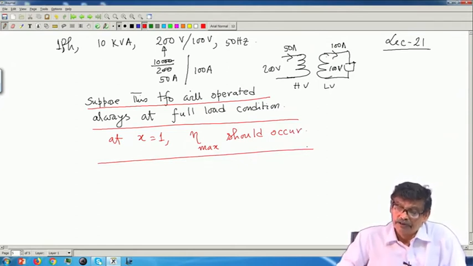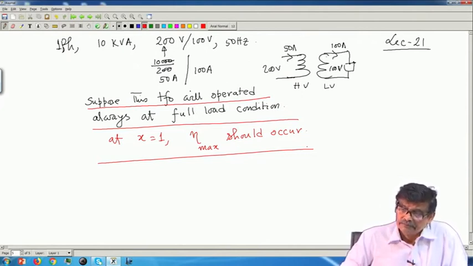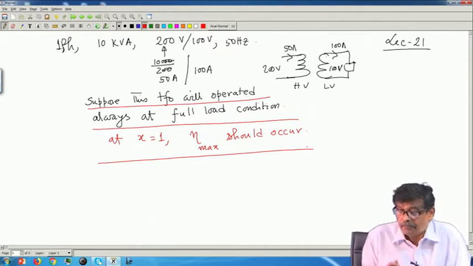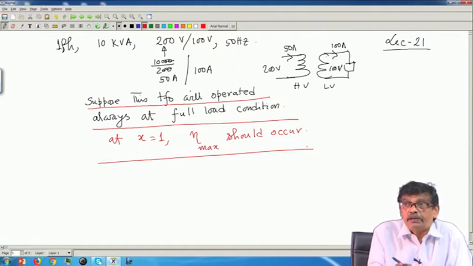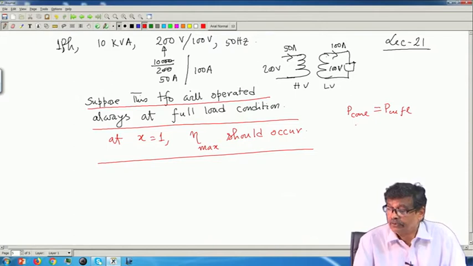Therefore, for a transformer which will always be operating under full load condition, say in industry where 24 hours it will be put to use, while ordering this transformer, say to the manufacturer: look, you design the transformer in such a way that P core and P copper at full load are equal, so that x will then be equal to 1.